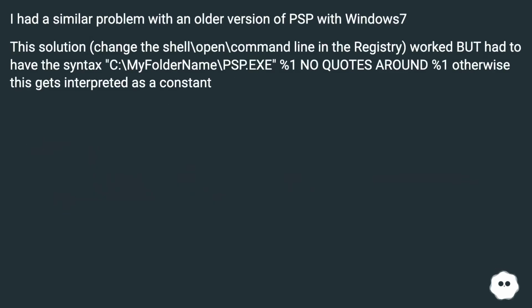I had a similar problem with an older version of PSP with Windows 7. This solution, changing the shell\open\command line in the registry, worked but had to have the syntax C:\my folder name\PSP.exe %1. No quotes around %1, otherwise this gets interpreted as a constant.